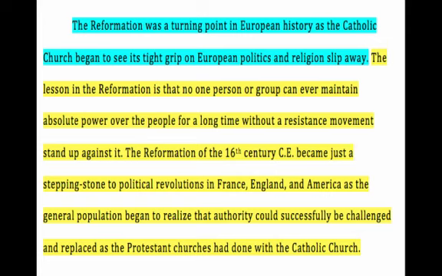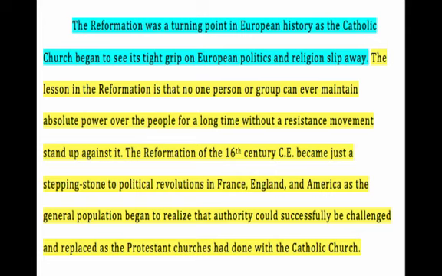So in the blue, I restate the thesis. The Reformation was a turning point in European history as the Catholic Church began to see its tight grip on European politics and religion slip away. Okay, and then I go into my significance. Why does this matter? What did this lead to? What is the impact in history?